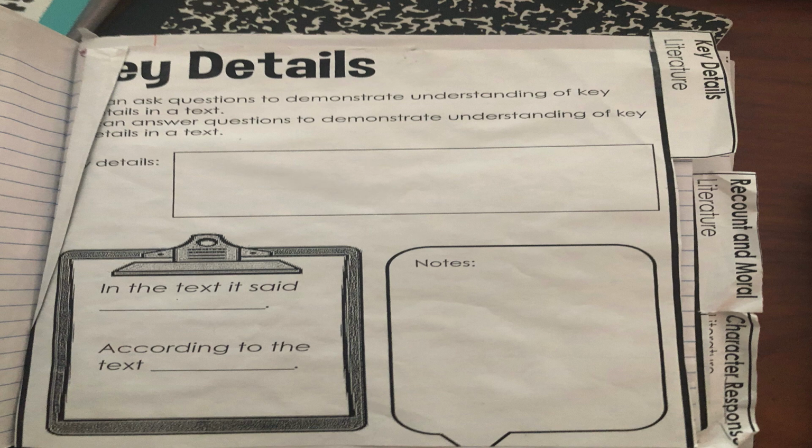Here's an example of how this lesson was organized in the interactive notebook. On the right, you can see how they've divided the responses in the notebook that the students have space to respond to. It would be key details. All the responses would go in that section. The recount and moral would go in that section, and the character response would go in the next section. There are different ways of organizing your notebooks. We will look at a few of those ways in this section and in part 2.